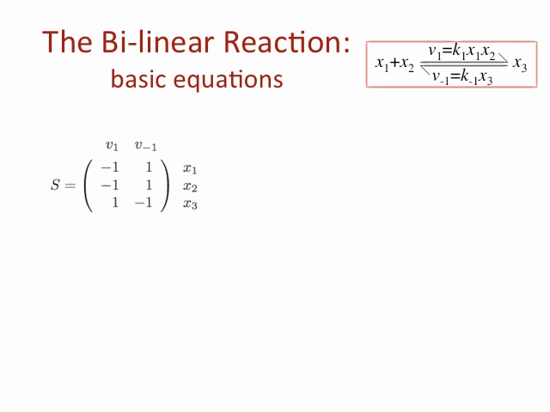I can form the stoichiometric matrix for this reaction. It is shown here. The first column will correspond to V1, and I have minus 1 in the row for X1 and minus 1 in the row for X2 because they both disappear in this reaction, 1 molecule of each. And in the third row for X3, I have 1, which means that 1 molecule of X3 is formed, and the second column representing V minus 1 is exactly the opposite.